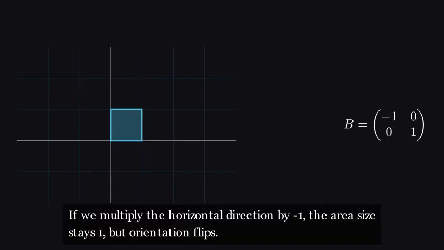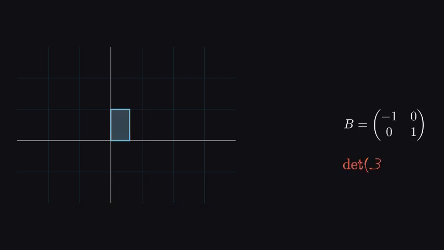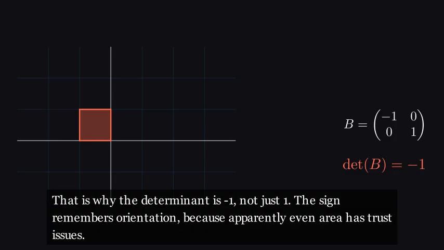If we multiply the horizontal direction by -1, the area size stays 1, but orientation flips. That is why the determinant is -1, not just 1. The sign remembers orientation, because apparently even area has trust issues.